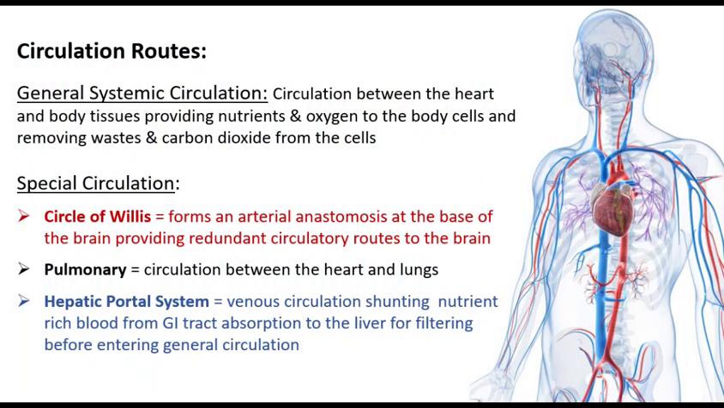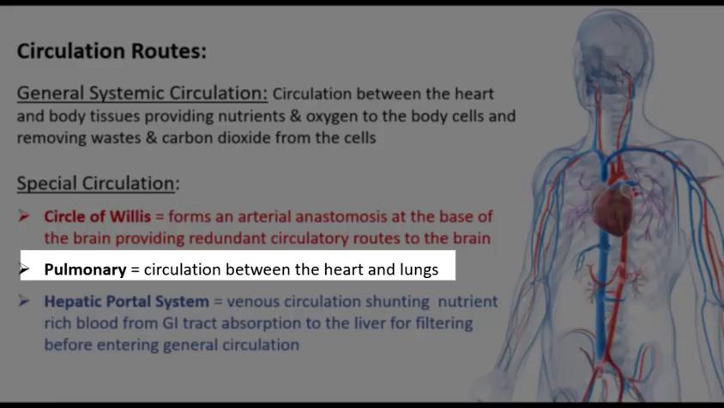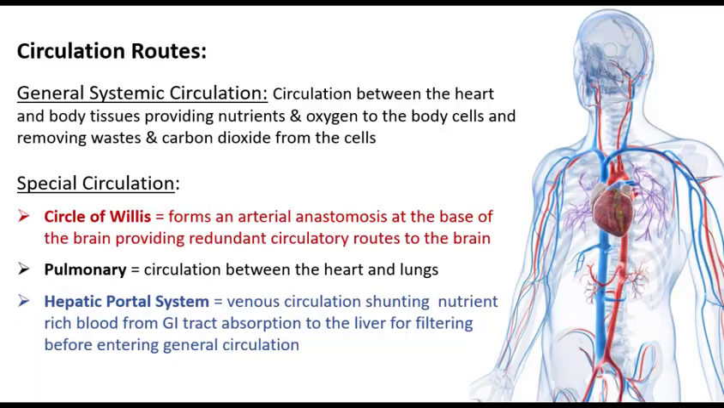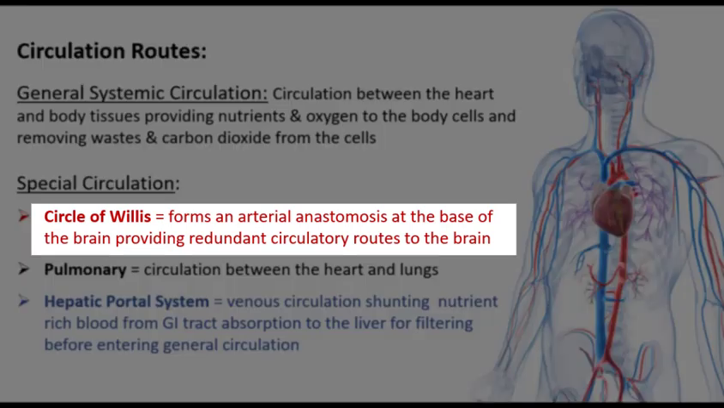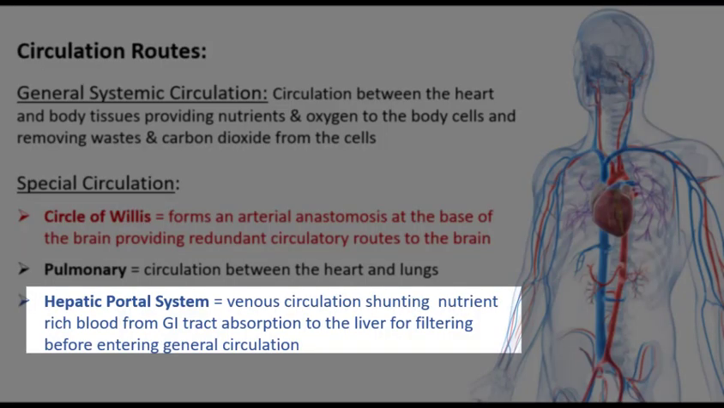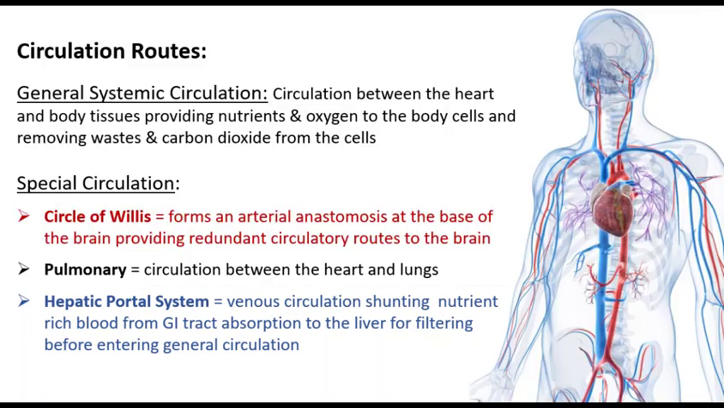At the end of the chapter, you'll be given an opportunity to name the major vessels and explore how they deliver nutrients and pick up waste throughout the body. You've already looked into pulmonary circulation between the heart and the lungs. You'll also look at general systemic circulation and specialized routes, such as the circle of Willis in the brain and the hepatic portal system associated with digestion.